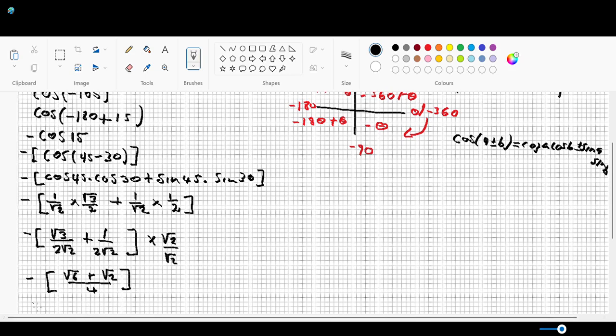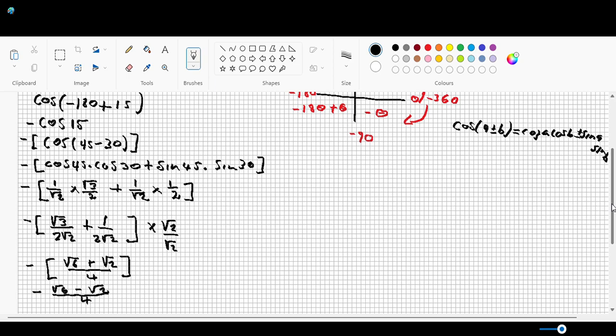So you can leave it like this, or you can continue and write it like this if you want: negative root 6 minus root 2 over 4. So this is going to be your final answer. Now if you put that on your calculator, you will see that this is your final answer.